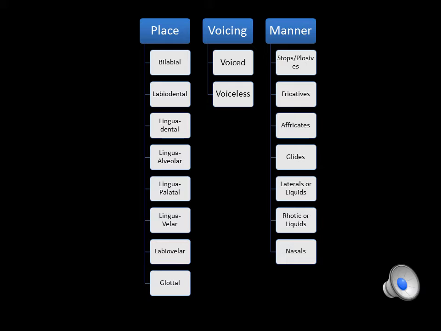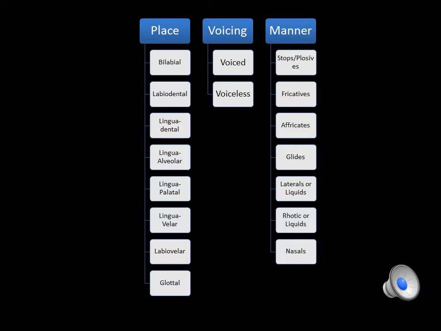Labiovelar refers to the lips to the soft palate, or lips to the velum. And then finally, the glottal sounds, which is made at the glottis. And the glottis, remember, is the space between the vocal folds. That sound is the h sound.